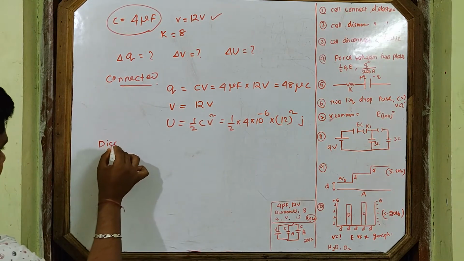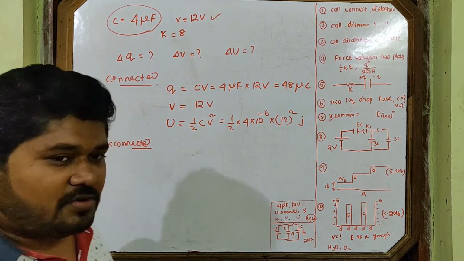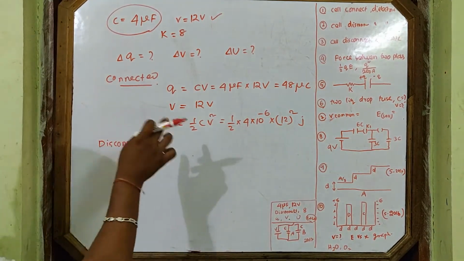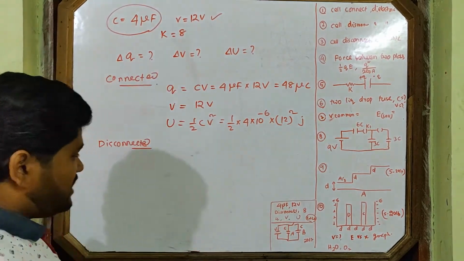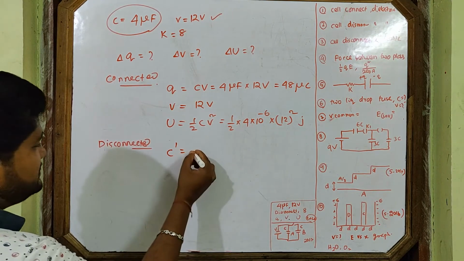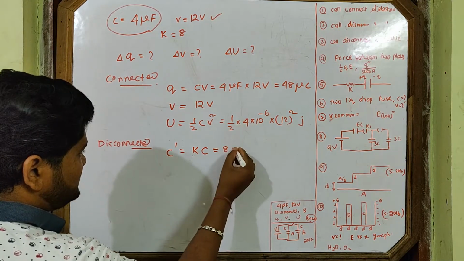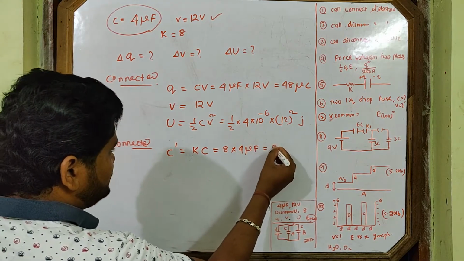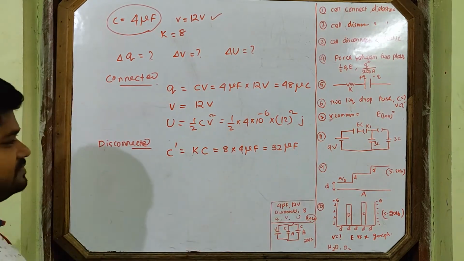Now disconnected. If disconnected, then what happens? Let's see. Now it is disconnected. What are the changes? If disconnected and a dielectric of constant 8 is inserted, then what happens to the capacitance? Capacitance now, C dash, becomes KC, and K is how much? 8, and C is how much? 4 microfarad. So this becomes 32 microfarad. This is the new capacitance now.